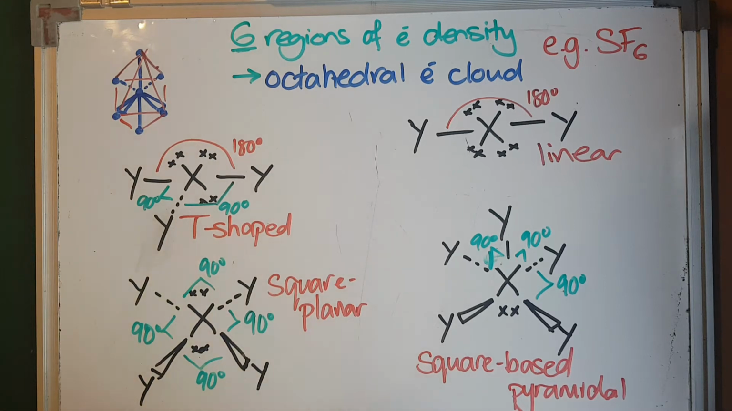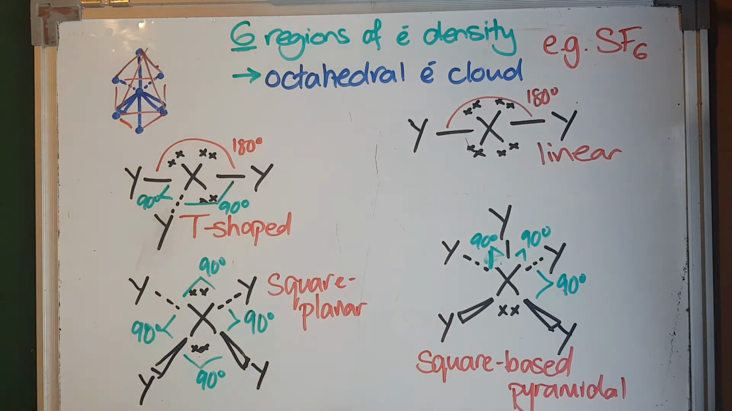And the last of our shapes are when we have got 6 regions of electron density around the central atom. So that's going to give us an octahedral electron cloud, and if all 6 of those regions are bonding pairs of electrons, something like SF6, then our shape is octahedral. But there are, of course, lots of other versions of this, and you'll see that 2 of them are exactly the same as with 5 regions, so there's no new shapes to learn there, luckily.